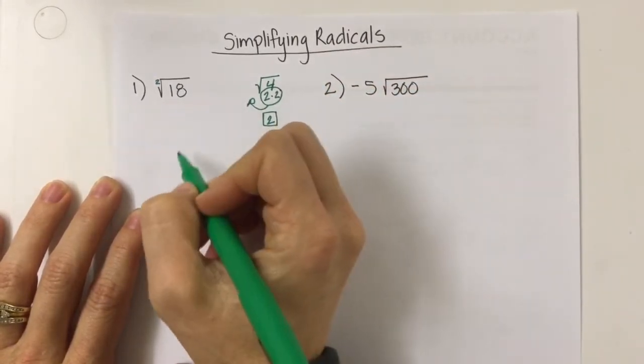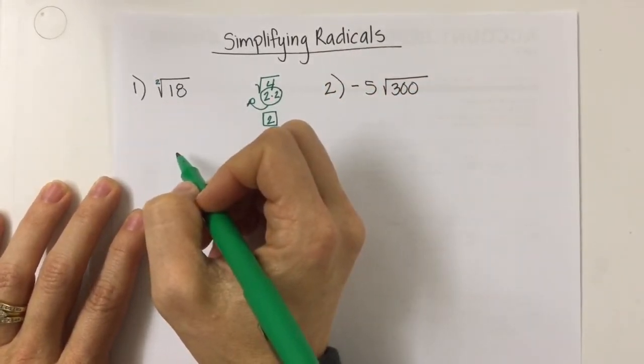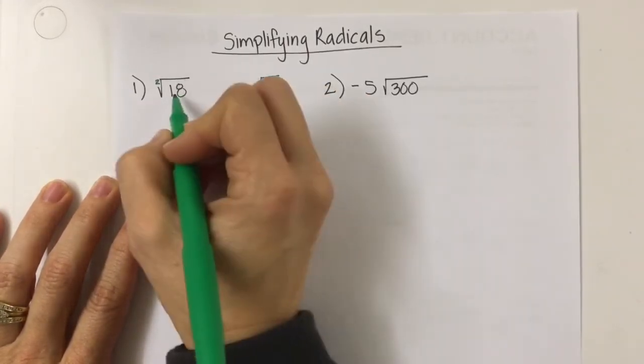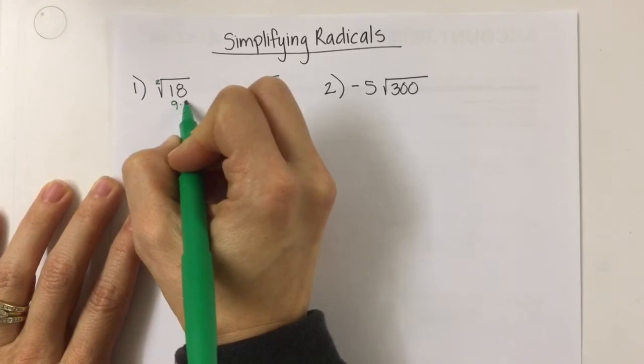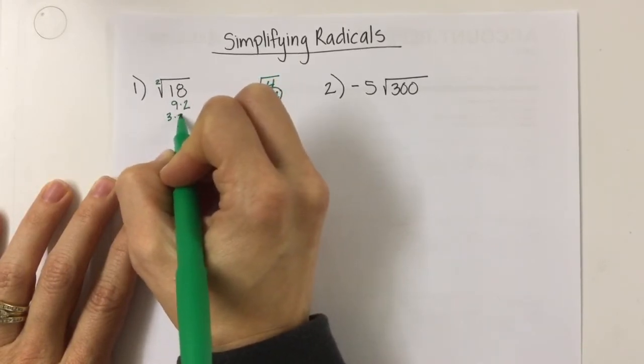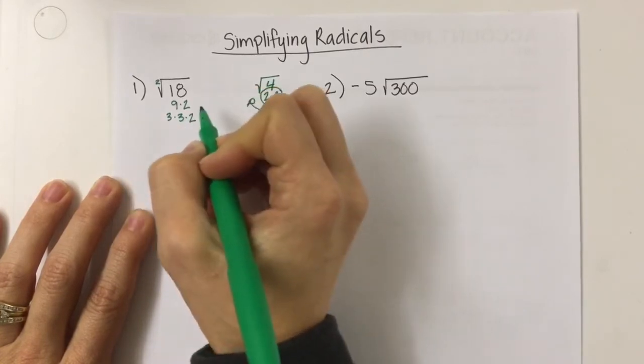Now the square root of 18 is not a perfect square, so we want to simplify this. We do this by breaking it down, just like we did here. 18 is also 9 times 2. 9 would break down farther to give us 3 times 3 times 2.